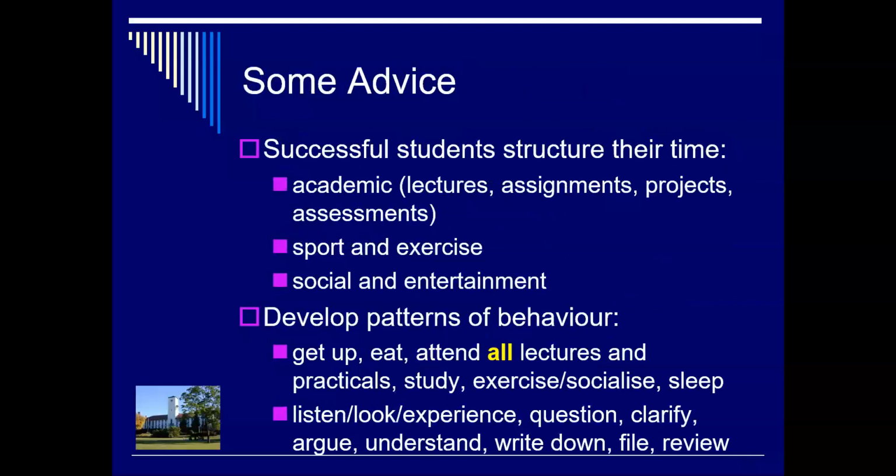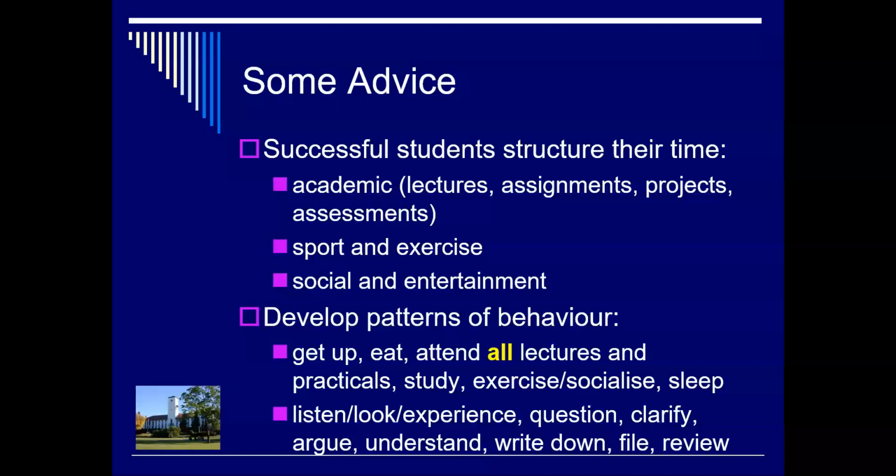Some general advice that I have for students. Over the years, I've observed what students do that ends up with them being successful. So what do successful students do that makes them successful? Well, in the first instance, they structure their time. They make absolutely sure that they prioritize their academic work. They go to their lectures, they do their assignments and projects, and they write all their assessments. They never miss them. They also do some form of sport and exercise. This might be an organized sport. It might be going for a walk with a friend, but they do some form of sport and exercise.